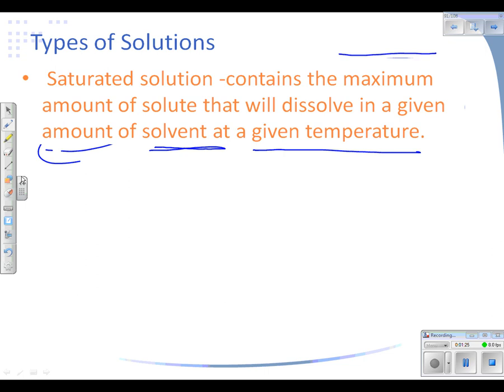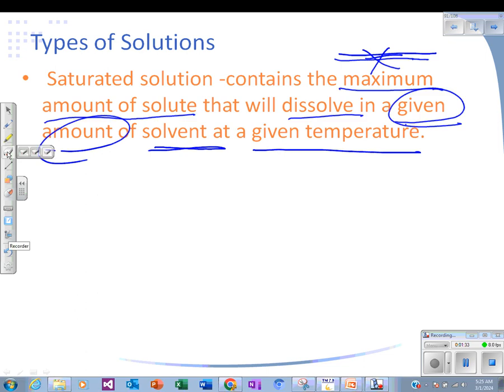For some reason it doesn't let me do it with the little boxes. Don't know why. All right, okay, there we go. So maximum amount of solute that will dissolve in a given amount of solvent. And again, this is at a given temperature.